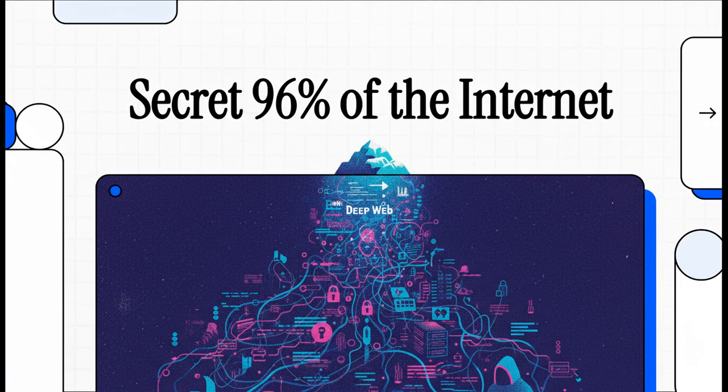So when you think about the internet, you're probably thinking about Google, social media, maybe some shopping sites, right? Well, what if I told you that all of that, everything you've ever seen online, is just the tip of the iceberg? We're talking about a secret digital world that makes up a staggering 96% of the entire internet. And today, we're going to pull back the curtain.